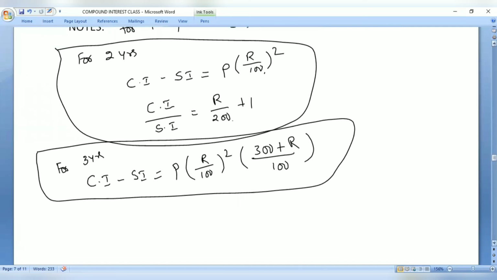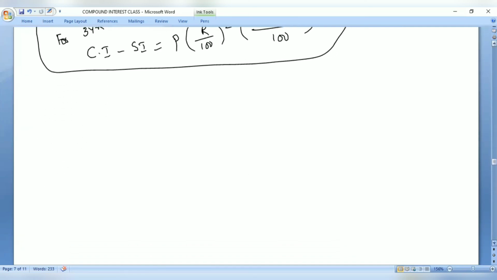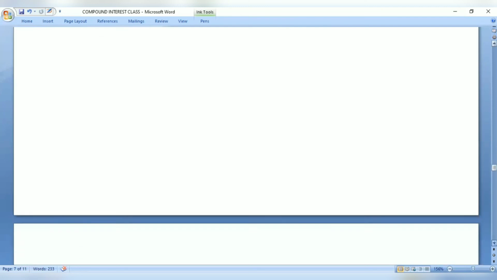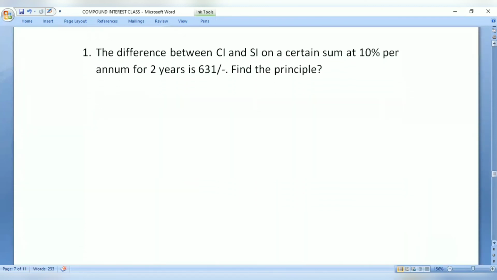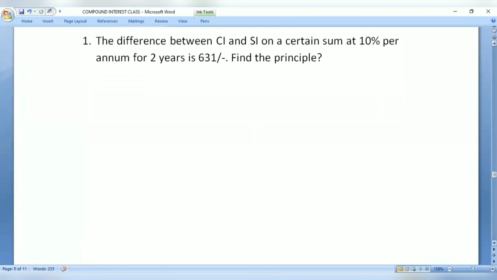Hope you are clear with the formula. Now see here, the question is directly given. The difference between compound interest and simple interest on a certain sum of money at 10% per annum for 2 years is 631. Find the principal. So that means the difference they are asking.